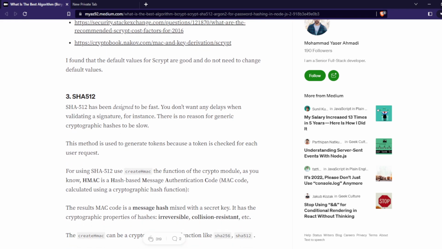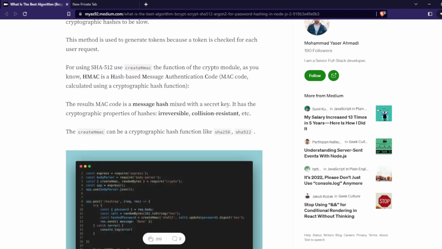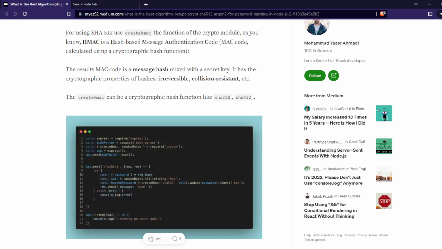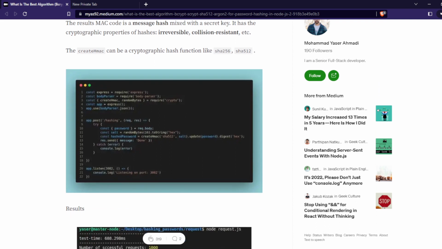SHA-256 is designed to be fast when validating a signature. For instance, there is no reason for generic cryptographic hashes to be slow. The method is used to generate a token, because a token is checked for each user request. For using SHA-256, create an HMAC with the crypto module. As you know, HMAC is a hash-based message authentication code, a cryptographic hash function. The resulting MAC code is the message hash mixed with a secret key. It has the cryptographic properties of hashes, such as irreversibility and collision resistance. The createHmac function can use a cryptographic algorithm like SHA-256.